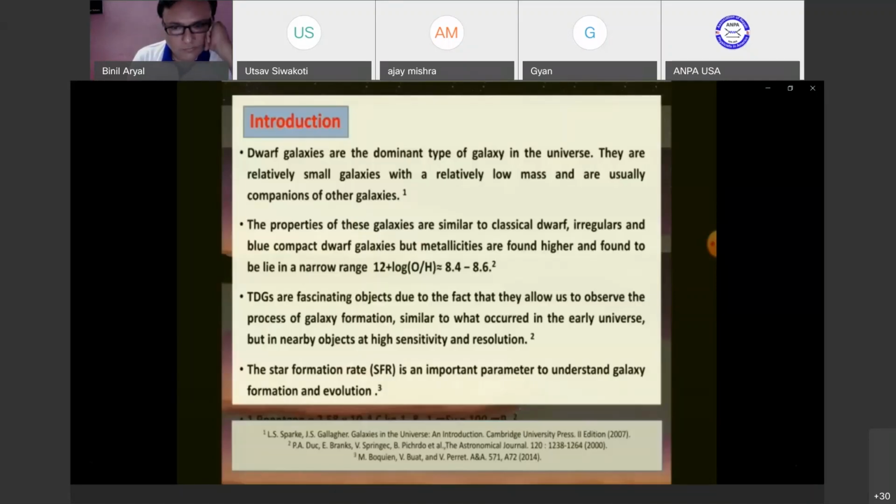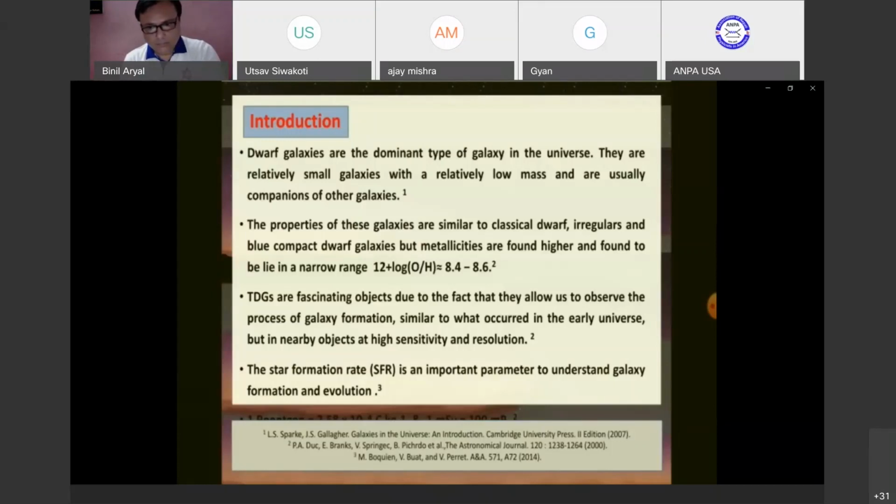Let me start from the introduction. Dwarf galaxies are the dominant type of galaxies in the universe. They are relatively small in size and have low mass, and they are usually companions of other galaxies. There are different types of dwarf galaxies, and one of them is the tidal dwarf. The properties of tidal dwarf galaxies are similar to classical irregular and blue compact dwarf galaxies, but their metallicities are found to be higher and they are found to lie in narrow rings.